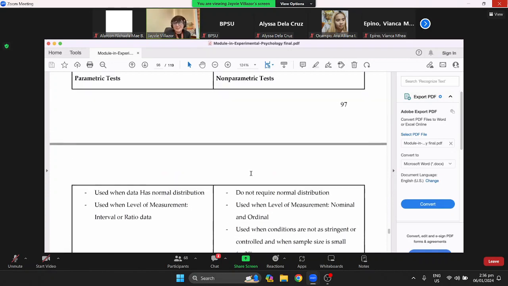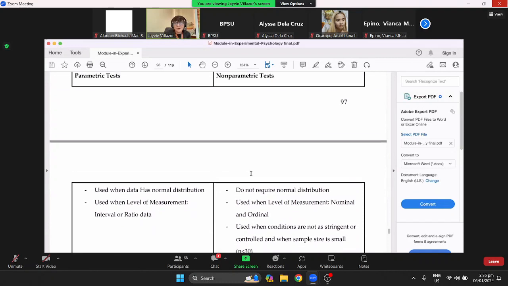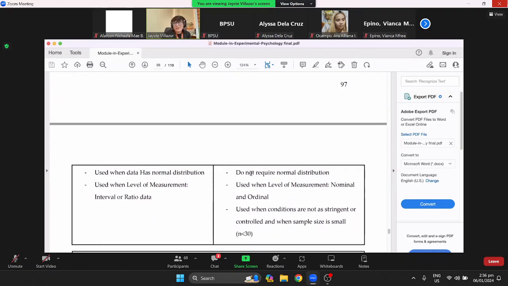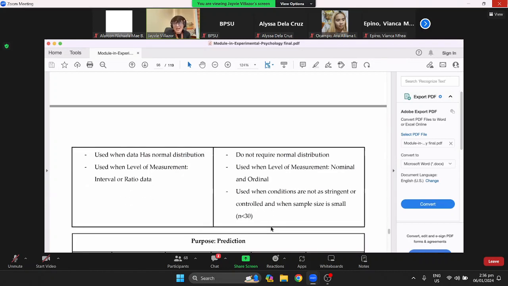Okay, now, pagdating naman sa non-para, it's the antithesis of parametric, of course, is that when your data set are not normally distributed, and then your level of measurement is nominal and ordinal, and then used when conditions are not as stringent or controlled, and when sample size is small. So again, automatic, di ba? Dahil kakaunti lang naman ang mga participants nyo, malamang sa malamang, non-parametric ang gagamitin nyo. Okay? That's the beauty, and at the same time, that's the limitation of experimental research.